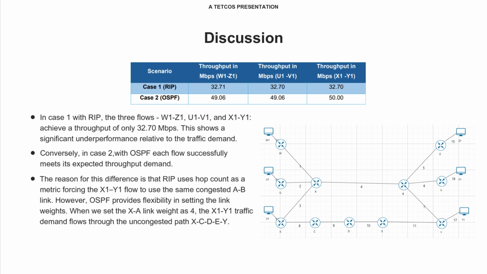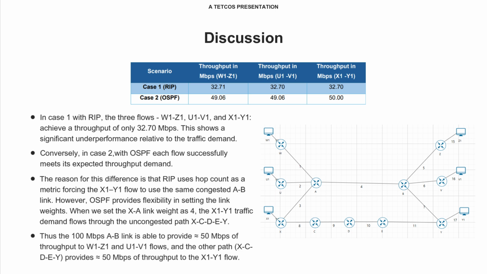On the other hand, OSPF allows flexibility in setting link weights. By assigning a weight of 4 to the X to A link, the X1Y1 traffic is routed through the uncongested X to C, D, E, Y path. As a result, the AB link carries only W1Z1 and U1V1 traffic, each getting 50 megabits per second, while the X, C, D, E, Y path provides 50 megabits per second to the X1Y1 flow.